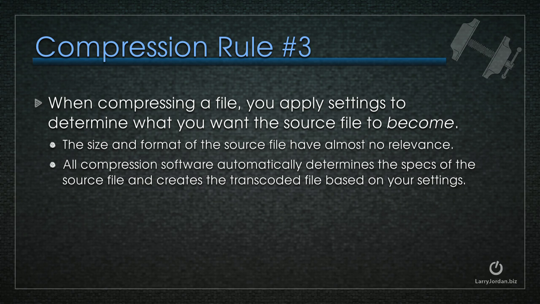When compressing a file, you apply settings to determine what you want the source file to become. The size and format of the source file have almost no relevance. If it's a 10 gig source file, a 50 gig, a 200 gig, it doesn't make any difference how big or what the codec of the source file is. You're specifying what you want it to become. All compression software automatically determines the specs of the source file and creates the transcoded file based on your settings. Now, this seems counterintuitive, but our job as compressionists is to focus on what we want the source file to become.